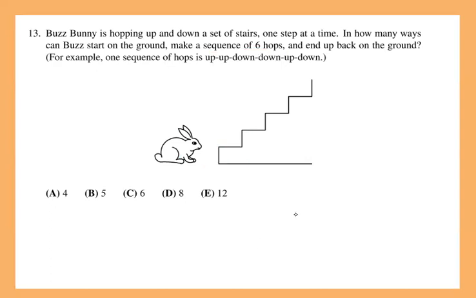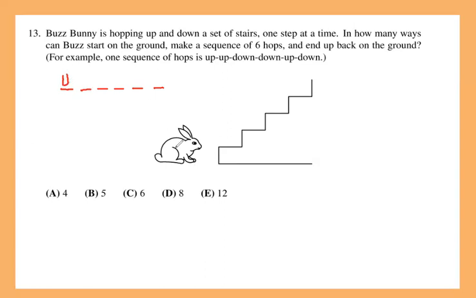So that's the question. We have 6 hops in the sequence, and we have 2 options: you are going to go either up or down. I'm going to use U and D for that sequence: 1, 2, 3, 4, 5, 6. My first step should be up. There is no other way. I cannot go down, so my first one should be up.